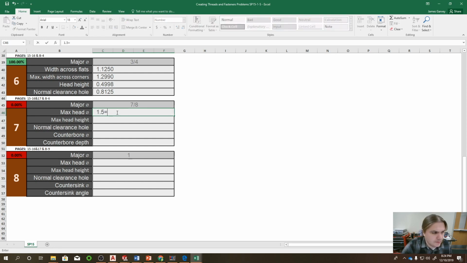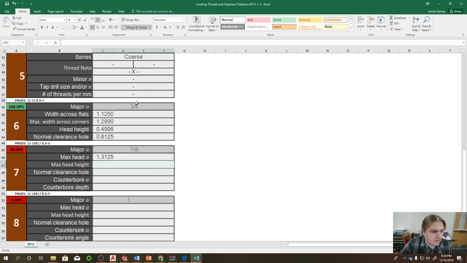So 1.5 times D. And as I just said, my hex head height is just equal to D. For the normal clearance hole, once again, go back to page 1516. I have a size of 7/8, which is the same equation from before, so that's equal to D plus 0.0625.